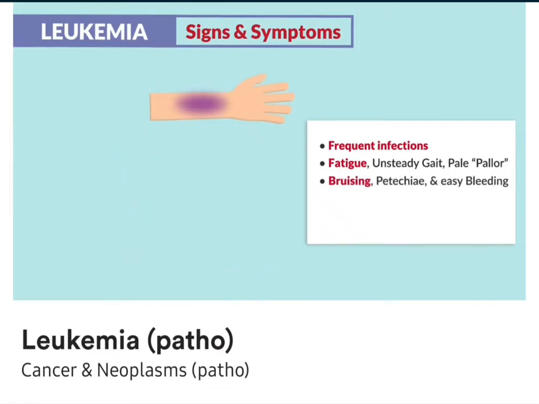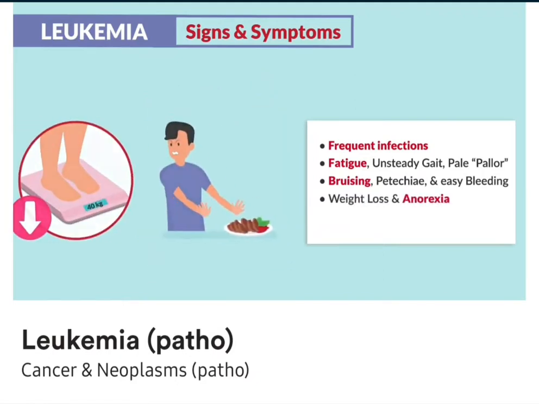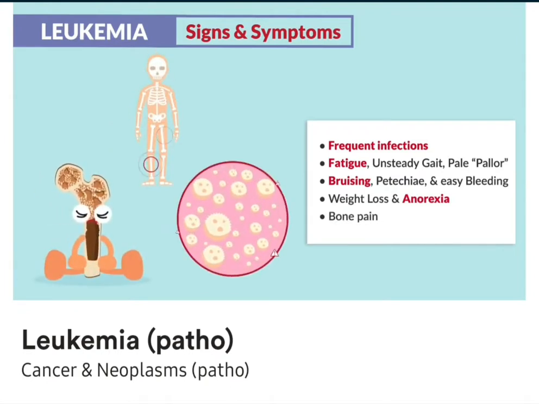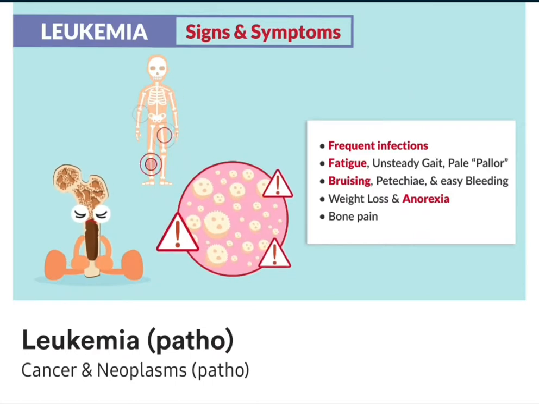And we have bruising, petechiae, and easy bleeding from the low platelets, as well as weight loss and anorexia, and even bone pain from the bone marrow being overcrowded with an overproduction of WBCs.